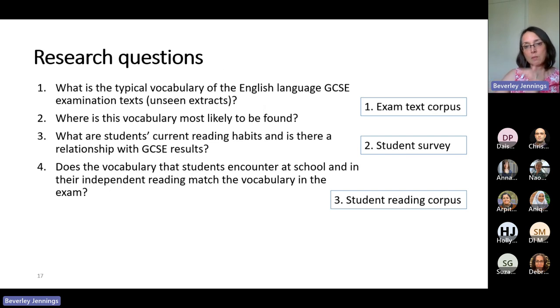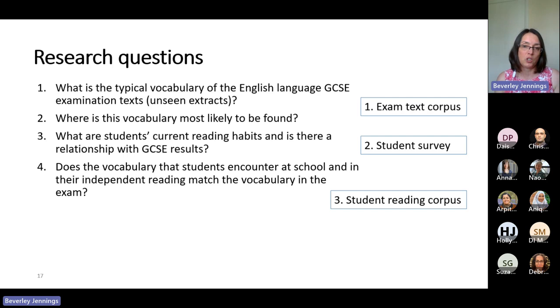My project is split into three parts, over on the right there in the boxes. I'm asking, what is the typical vocabulary of the English language GCSE exam text? Where is this vocabulary most likely to be found? So what are the likely source texts? I've covered that in the first part of my research with a corpus created from the exam text. Then the third question is, what are students' current reading habits, and is there a relationship between what they read and their GCSE results? That was covered in the second part by a student survey.